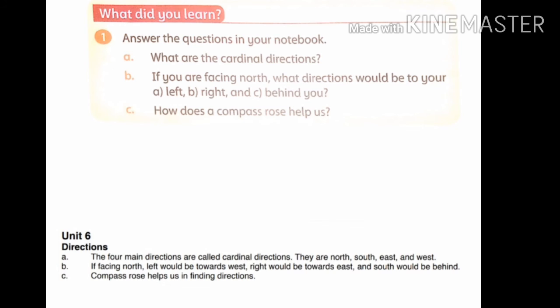Question number 2 is, if you are facing north, what direction would be to your A. left, B. right, and C. behind you? And the answer is, if facing north, left would be towards west, right would be towards east, and south would be behind. And the last question is, how does a compass rose help us? And the answer is, a compass rose helps us in finding directions.